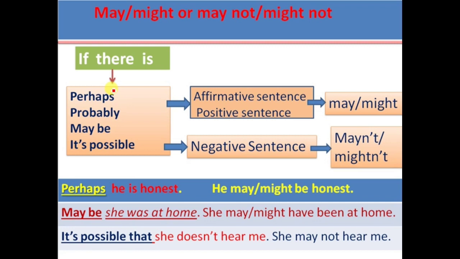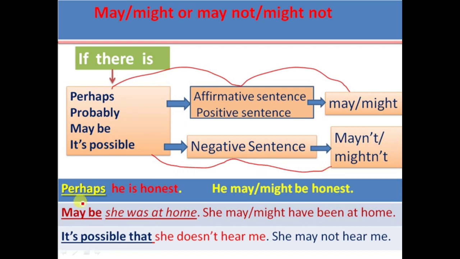If in the given sentence there are such expressions and the sentence is affirmative or positive, you have to use may or might, any may or might. If the sentence has such expressions but the sentence is negative or there is negative marker not, you have to use may not or might not.